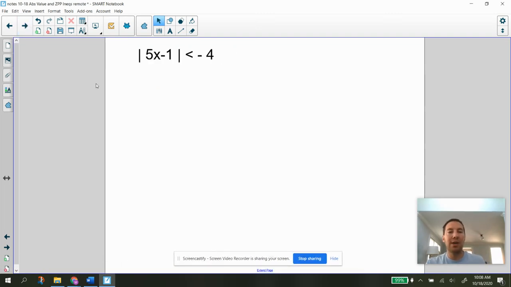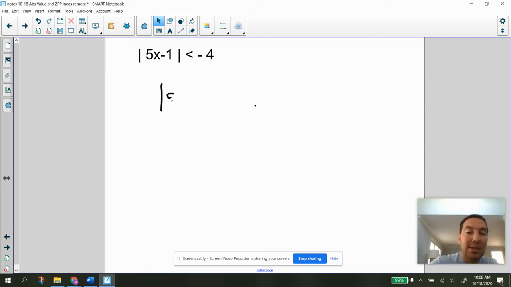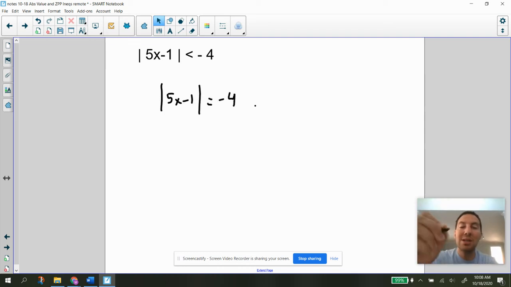One more absolute value inequality. 5x minus 1 is less than negative 4. If you've been listening to me, you're going to make this into an equation. But then you might actually think to yourself, wait a second, an absolute value can never be equal to a negative. What if I go back up here? Could an absolute value ever be less than a negative number? Whatever we put in over here, we're going to get something positive or 0. It's never going to be smaller than negative 4.